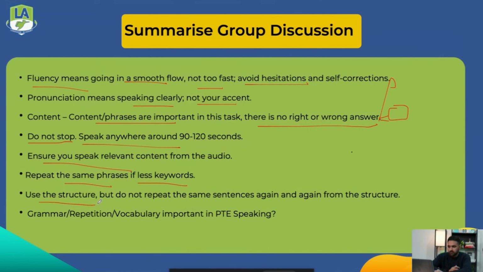You have to use the structure which I'm giving you, but you don't have to repeat the same sentence again and again from the structure. You have to use different sentences. You don't have to worry much about your grammar or vocabulary. You don't have to use fancy words, just keep it simple. If needed, you can repeat the same keywords or content, but do not repeat the structure sentences again and again.